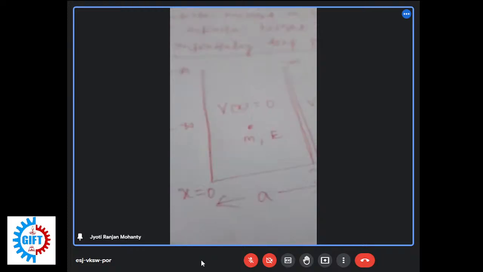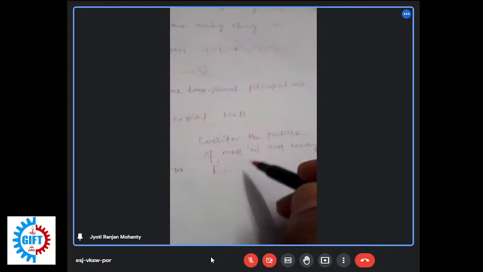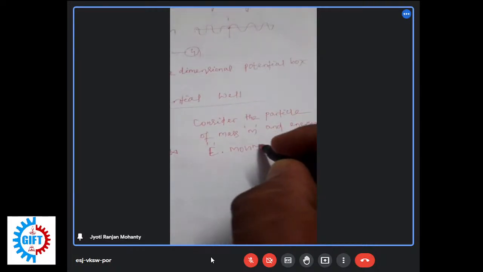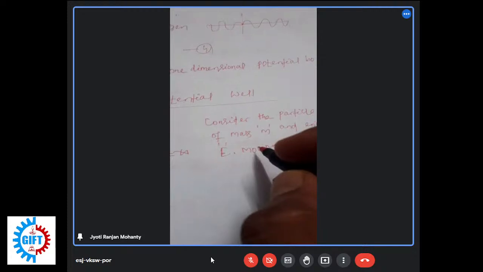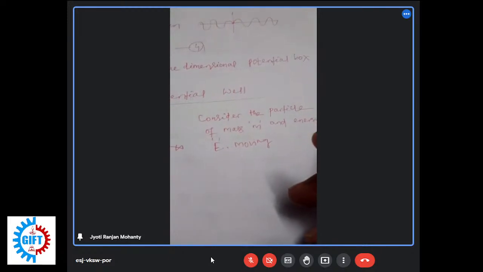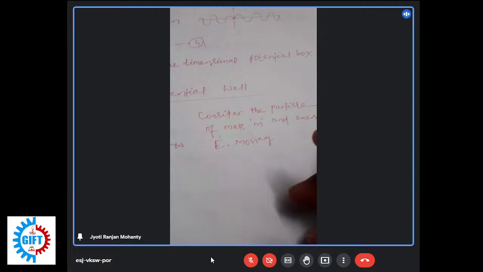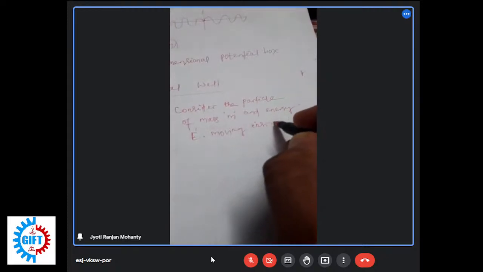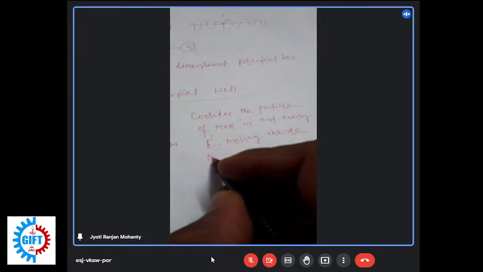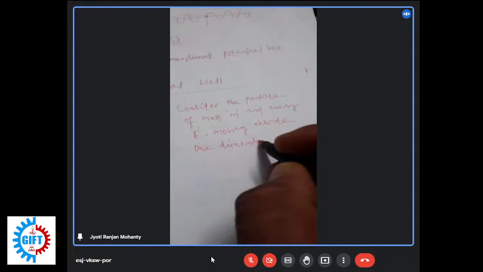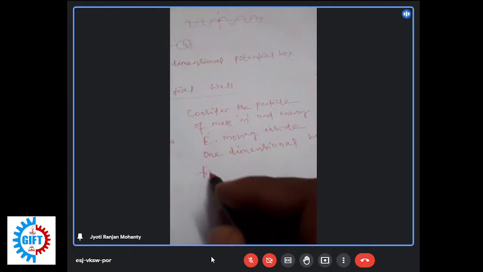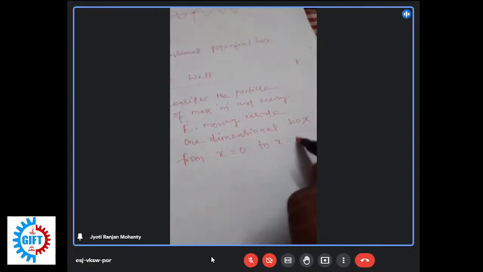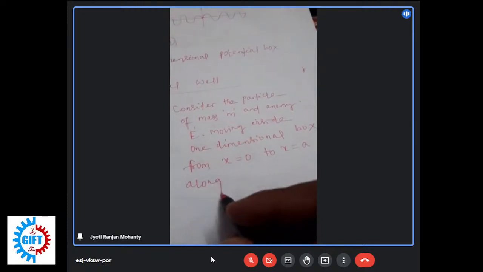Yes, sir. Consider a particle of mass m and energy E moving inside a one-dimensional box from x is equal to 0 to x is equal to a along the x axis. We have to make the box along the x axis.